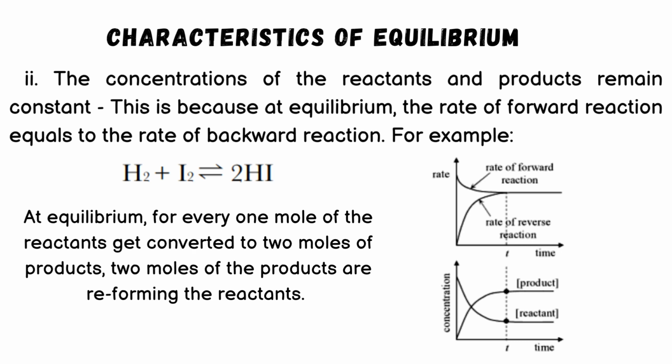The concentrations of the reactants and products remain constant. This is because at equilibrium, the rate of forward reaction equals the rate of backward reaction. For example, H2 plus I2 reversible to 2HI. At equilibrium, for every 1 mole of the reactants converted to 2 moles of products, 2 moles of the products are reforming the reactants. The graphical representation is shown here.